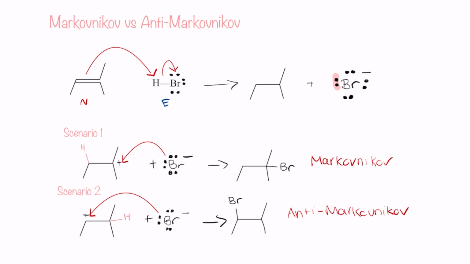And we can look at the carbocations to examine why. So in scenario 1, we have this carbocation here. And it has 3 alkyl groups attached to it. And so we say that this is actually a tertiary substituted carbocation. In example 2, we have this carbocation, and it has 2 alkyl groups attached to it. And so we say that this is a secondary carbocation.